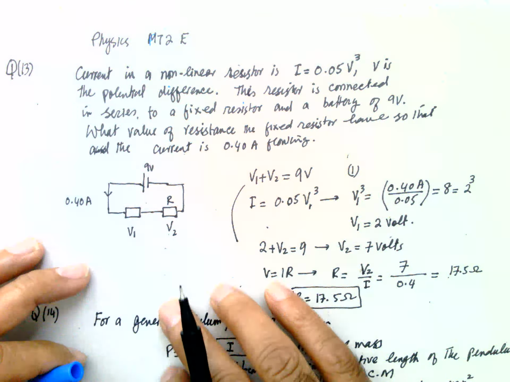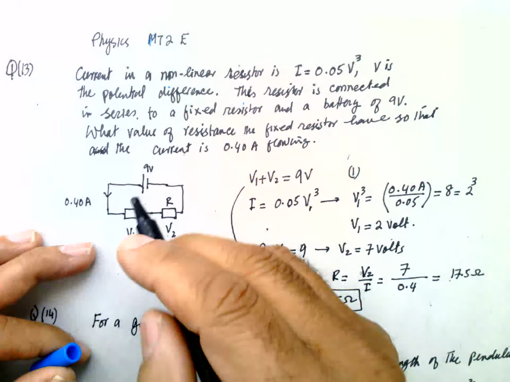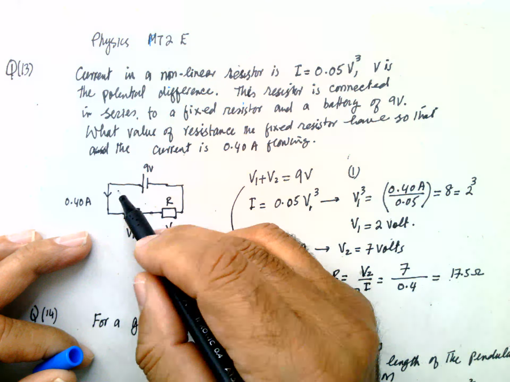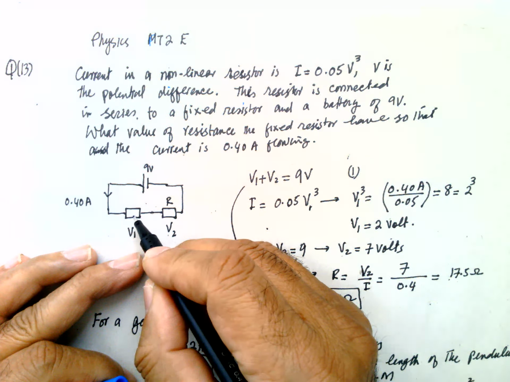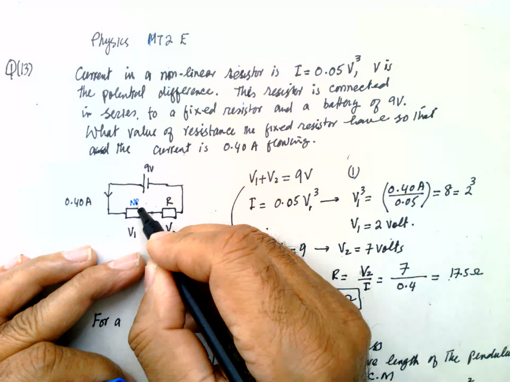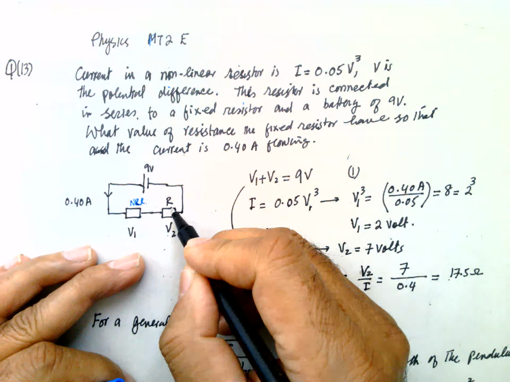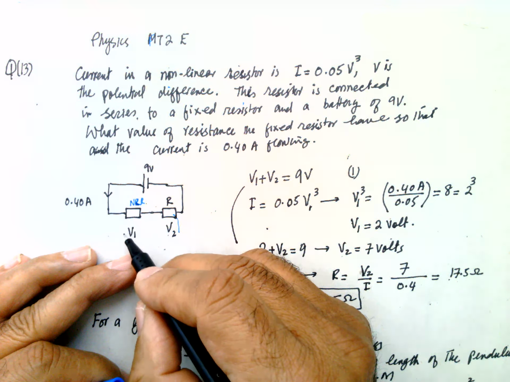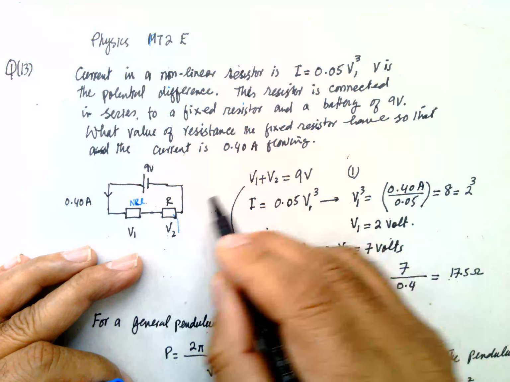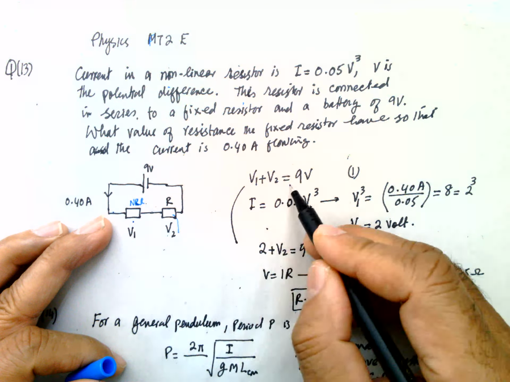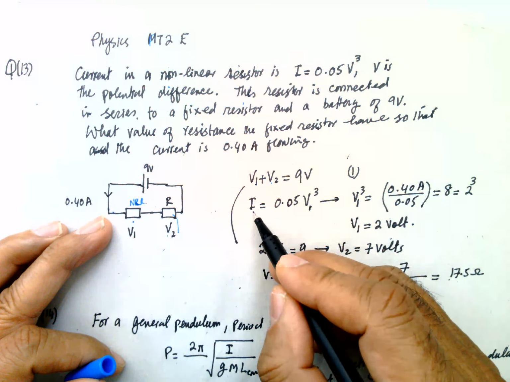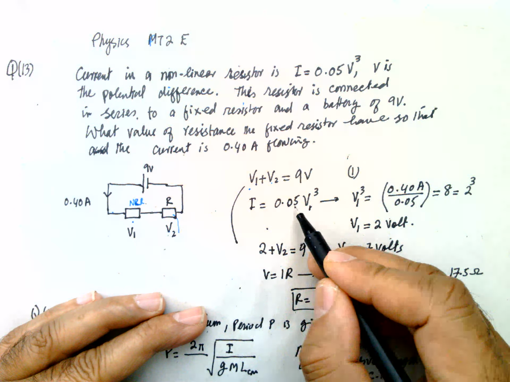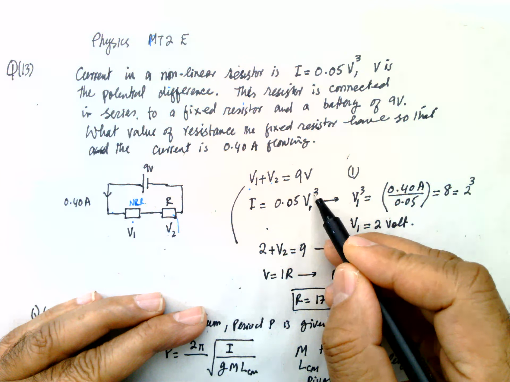So this is the diagram. A 9 volt battery is applied, and 0.4 amp is the current flowing into the resistors, one of which is a non-linear resistor. The other is a linear resistor, which obeys Ohm's law. The voltage is equal to the voltage applied. This is the voltage V1 and V2. V1 plus V2 is equal to 9, and on the first one, I is equal to 0.05 V1 cubed.